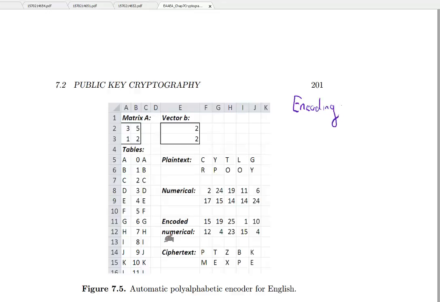The encoding function was A times P plus B. A is your matrix, and B is your vector. And P is a pair of numerical text elements.